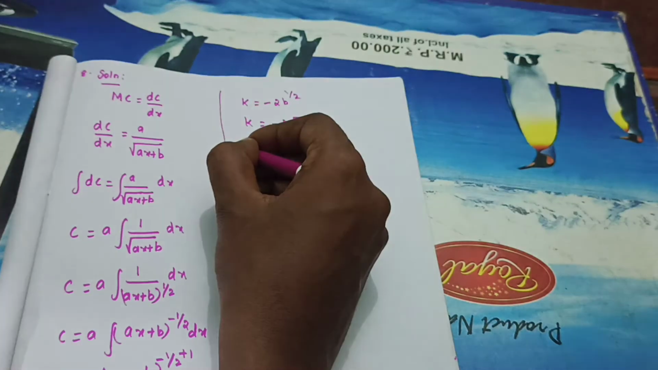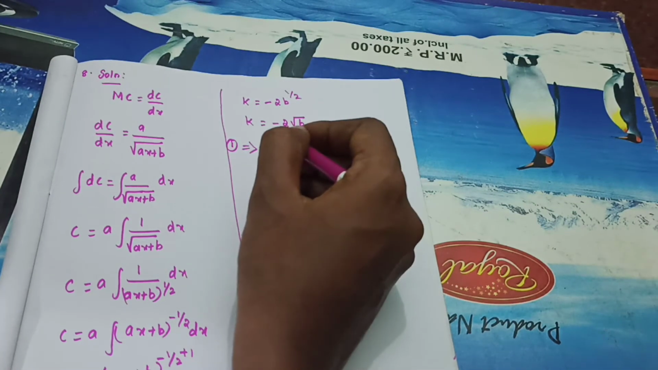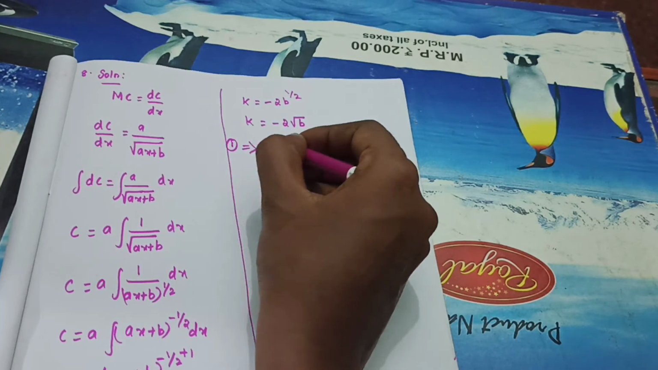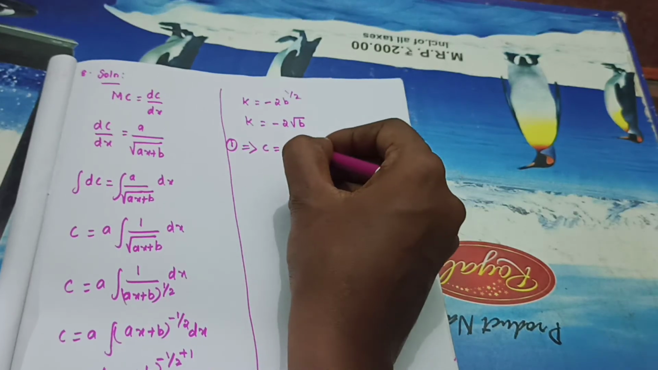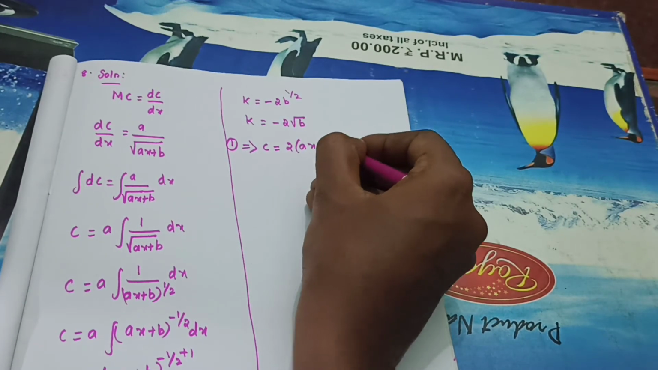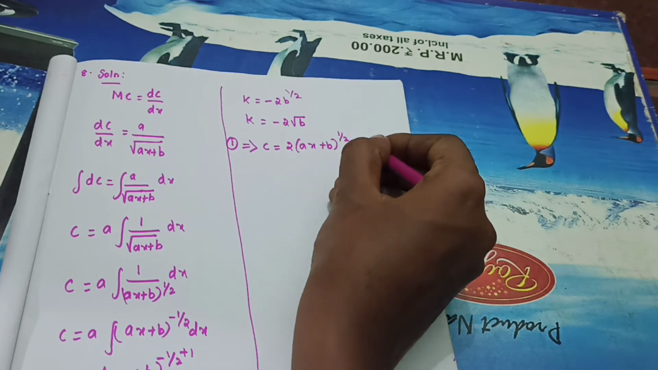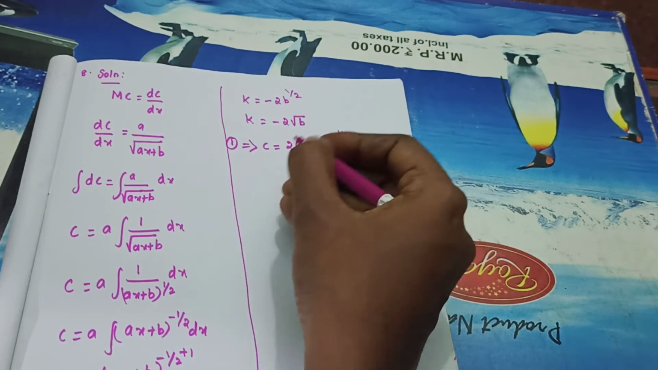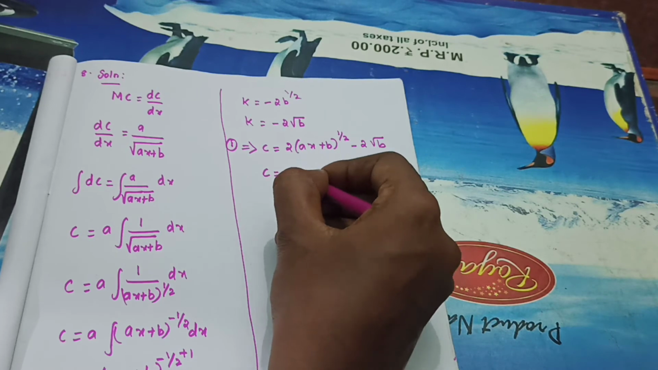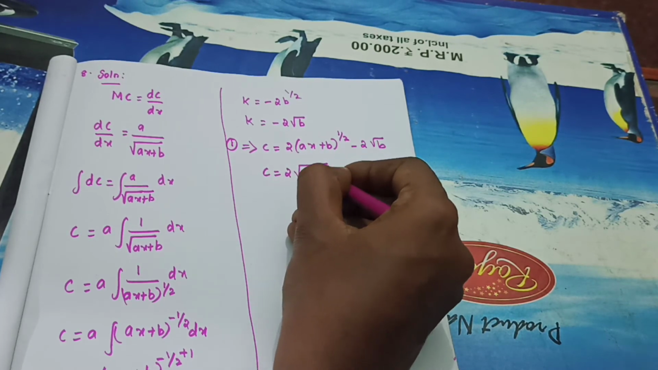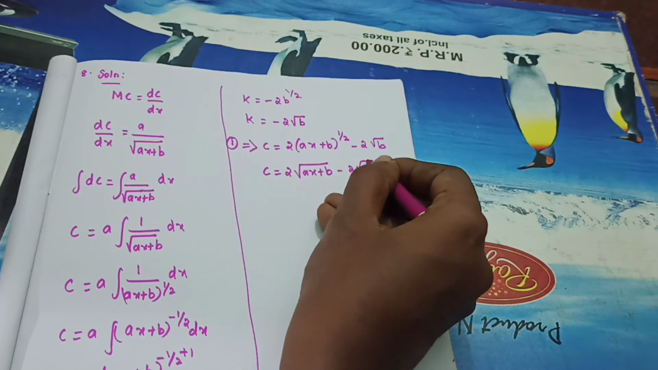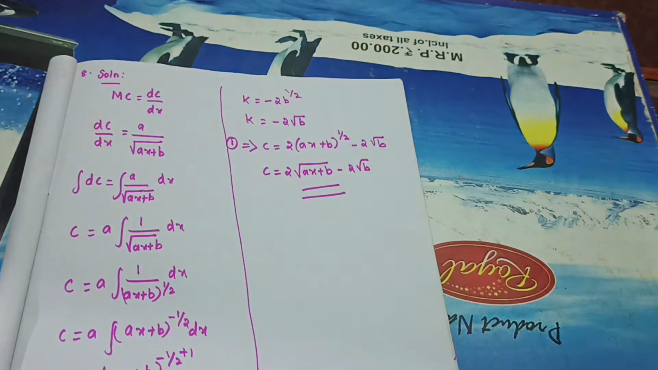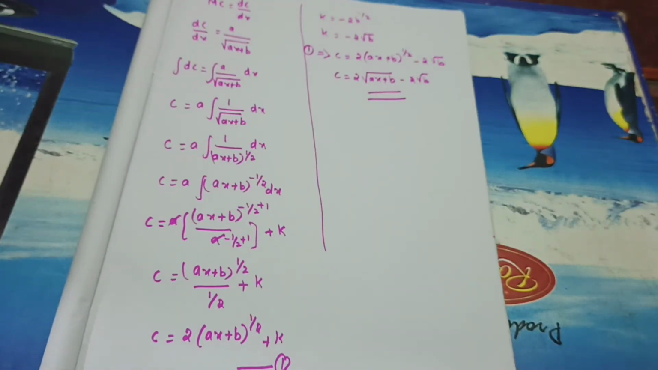Now you substitute this in equation number 1. Substitute c equal to 2 into ax plus b the whole power 1 by 2 minus 2 root b. So how will you write? 2 into square root of ax plus b minus 2 root b. This only you need to find. Okay, understand? All of you got it?